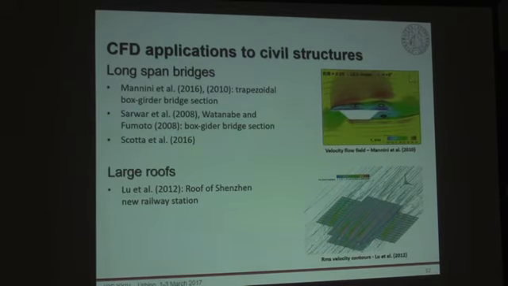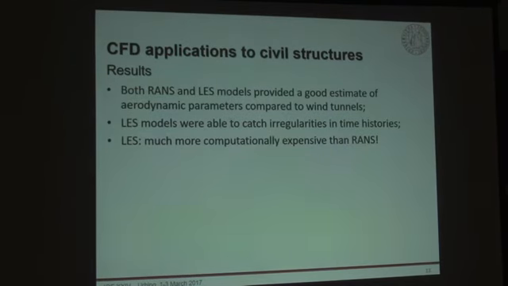There are applications also for long-span bridges and large roofs. What's important to notice is that both RANS and LES models, which are 2 types of CFD models, were able to provide a good estimate of aerodynamic parameters compared to wind tunnels. LES models were able to catch irregularities in time histories, so they could also be used for the evaluation of the time series. LES models are, however, much more computationally expensive than RANS, and this is very important for the application to large steel structures, as the computational problem is one of the most important.